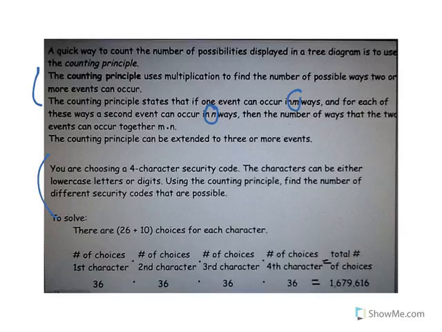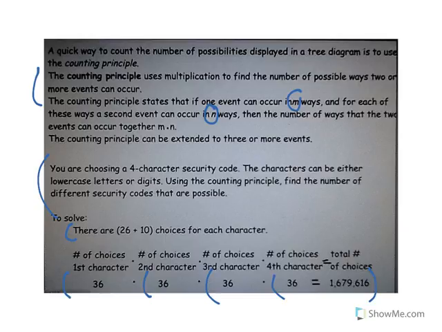So let's look at this example. You are choosing a 4-character security code. The characters can be either lowercase letters or digits. Use the counting principle to find the number of different security codes that are possible. Okay, so there are a total of 26 letters and then 10 digits, 0 through 9. So there's a total of 36 choices for the first one, 36 for the second, 36 for the third, and 36 for the fourth. So that's going to lead to that amount of possibilities.